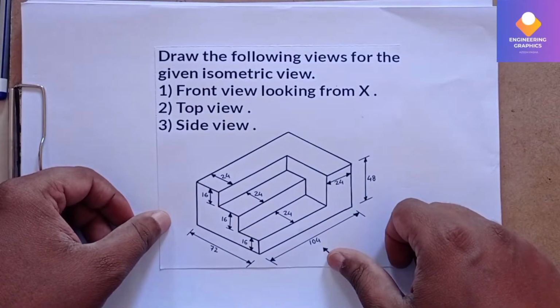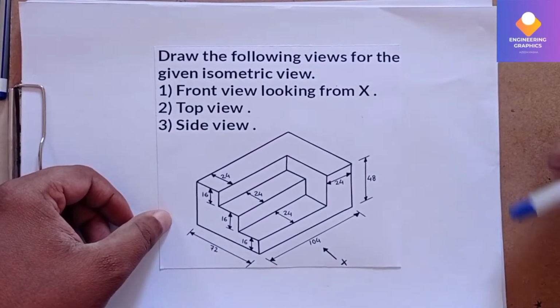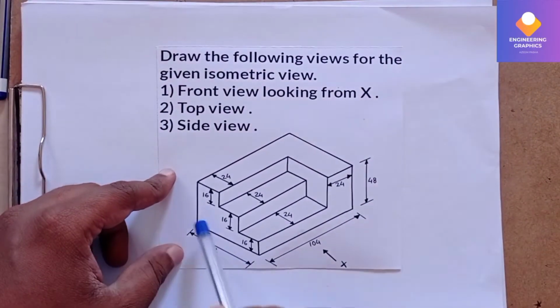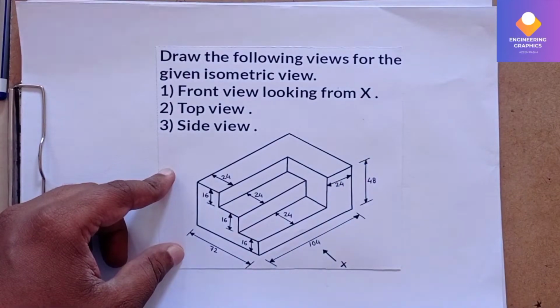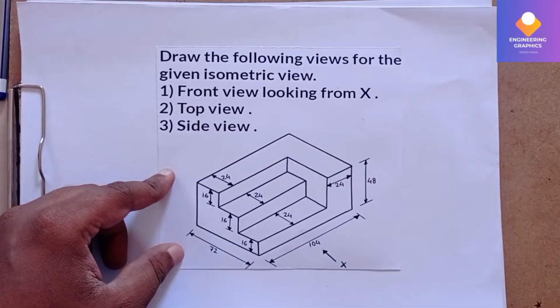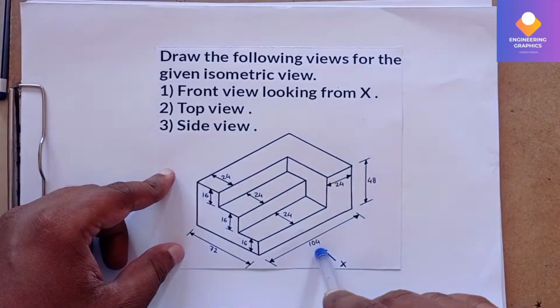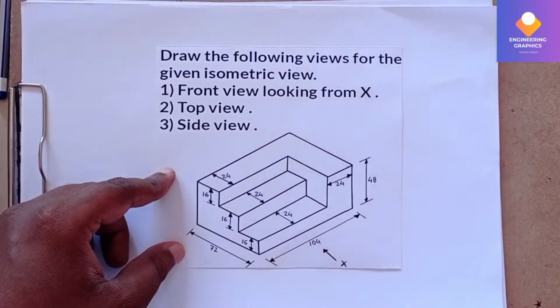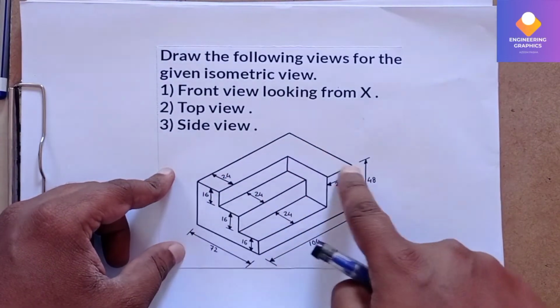So you can see, this is the isometric component given. We have to construct the orthographic views, that is front view, top view and side view. You can see this is your isometric. Isometric is nothing but the 3D view of the component, wherein it will show the dimensions in x, y and z directions. Isometric means it is a 3D component.